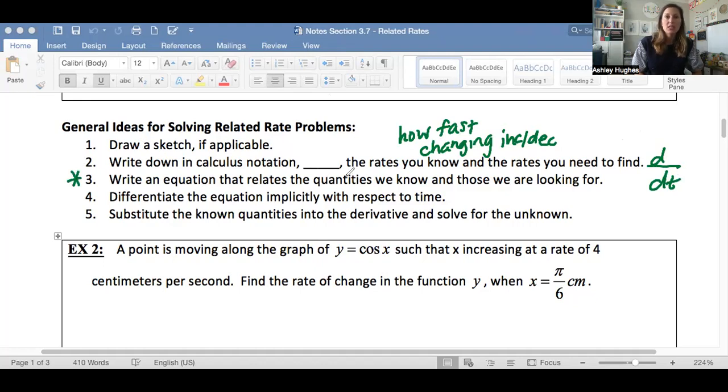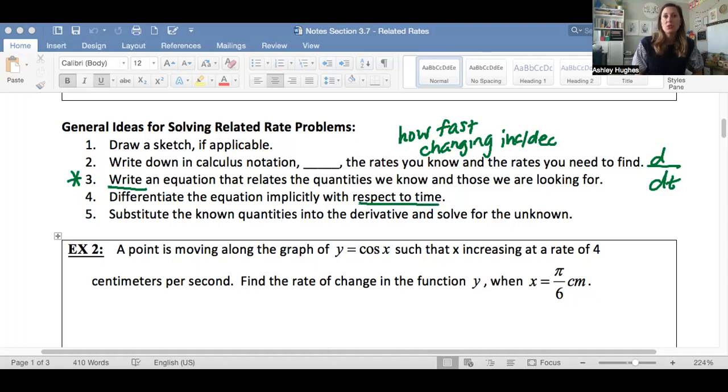Then this step here is where it changes, right? An equation that relates the quantities. So step 3 is going to be different for every problem, depending on what type of problem we're at. But then you're always going to write down the rates. You're always going to write down an equation, and you're always going to take the derivative of that equation with respect to time. And then you're going to substitute the things that you know and solve for the things that you don't.